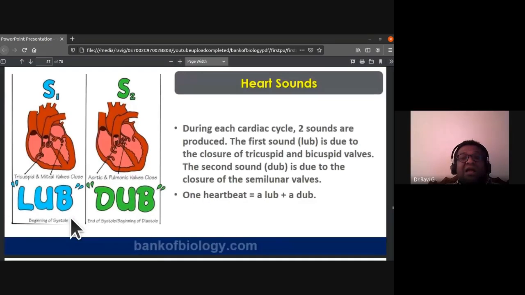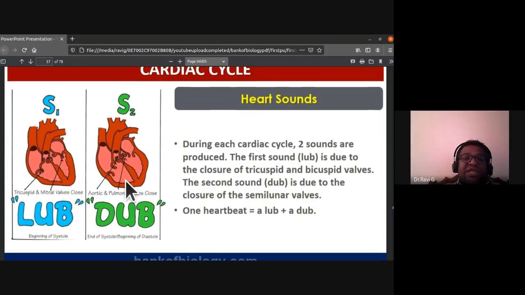So next is the heartbeat or heart sounds during each cardiac cycle. You can notice here, after atrial systole, after the entry of blood into the ventricles, there is going to be the closing of the tricuspid and mitral valves. With that, at the beginning of systole in the ventricles, it causes that lub sound. And at the end of systole, there is going to be a dub sound.